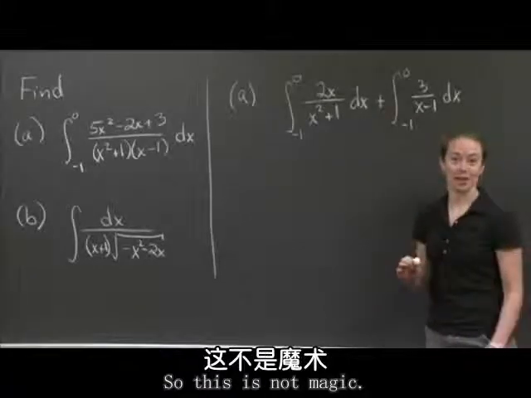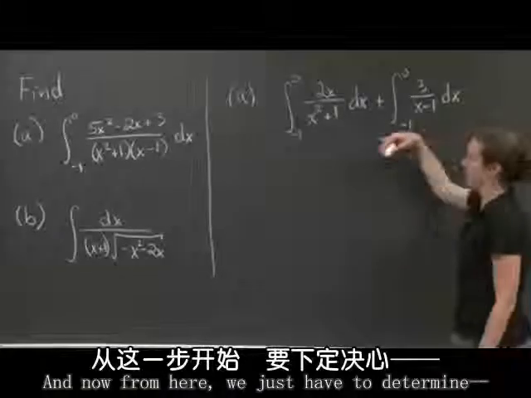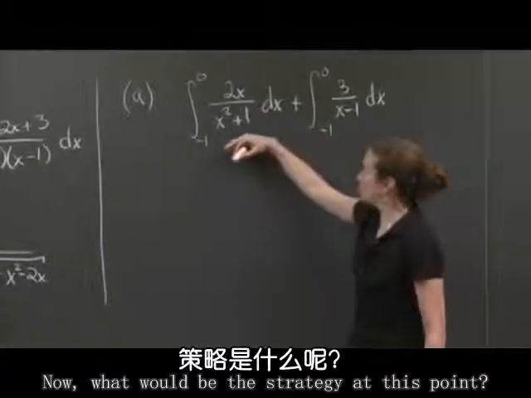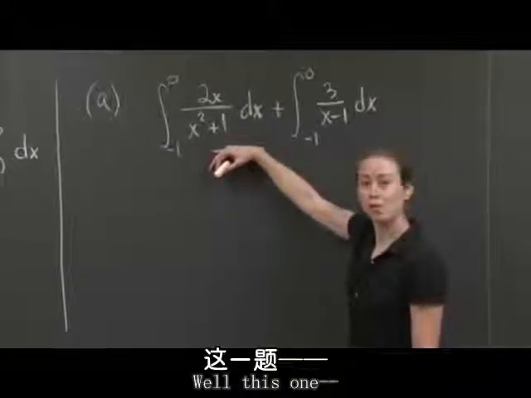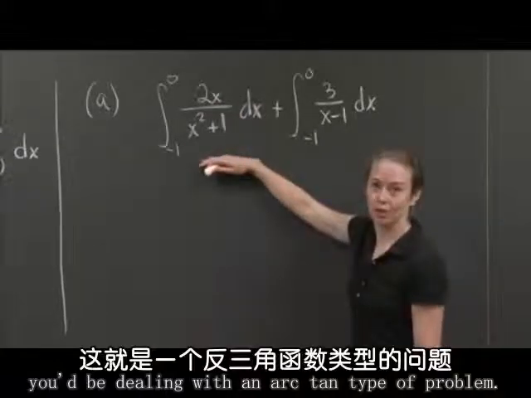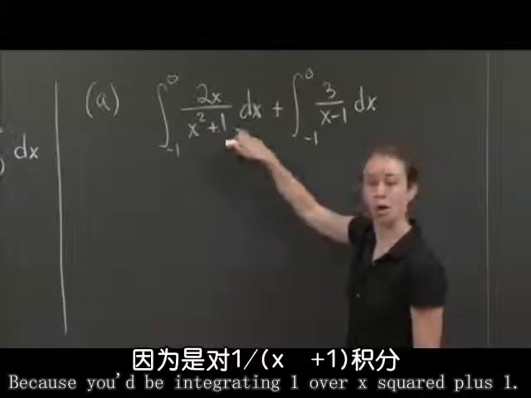So this is not magic. I actually did this already. That's how I got these. And now from here, we just have to integrate both of these. Now, what would be the strategy at this point? Well, if this had just been a 2 and no x, you'd be dealing with an arctan type of problem because you'd be integrating 1 over x squared plus 1.